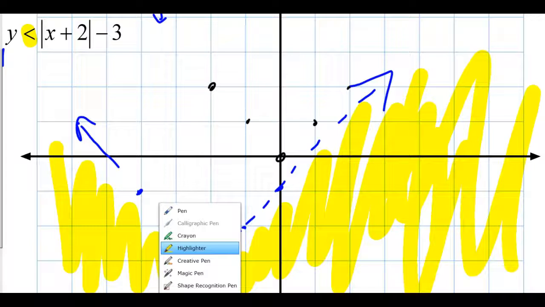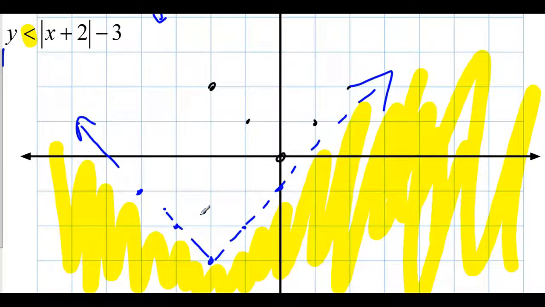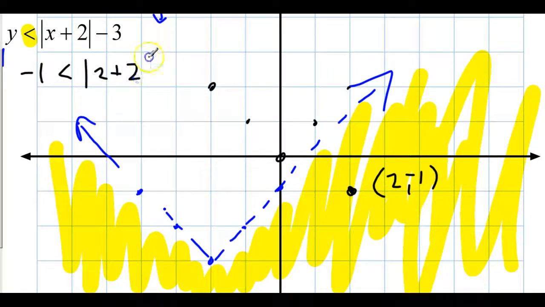And if you're not sure about one of those points, we can always, like we did the other day, test a point. So let's test this point, which is clearly inside the shaded region. That's the point 2, 1. Or sorry, 2, negative 1. So let's plug that in here. That would be negative 1 is less than the absolute value of 2 plus 2, minus 3. So that's 4 minus 3, which is 1. Is negative 1 less than 1? Well, I think that's true. So it's true, so that should be the shaded region, and it is. So it's not that much different than what we've done in the past.